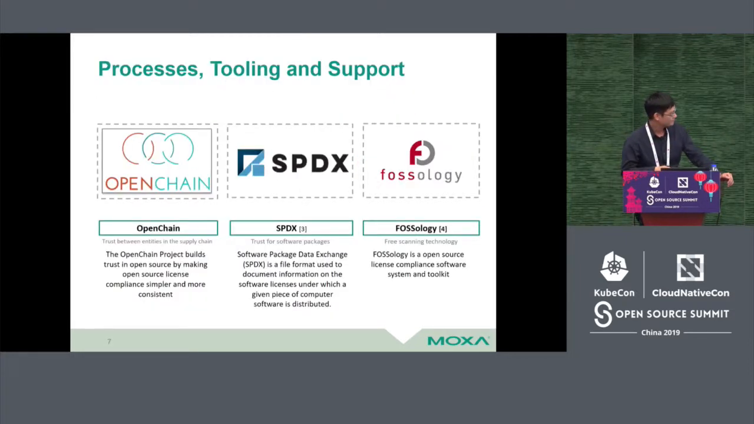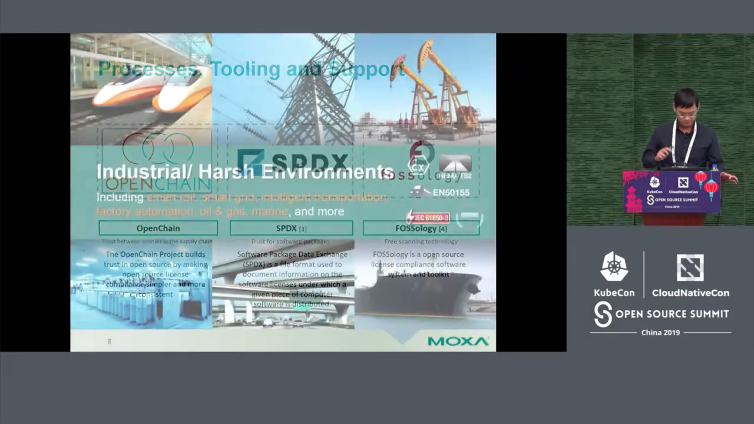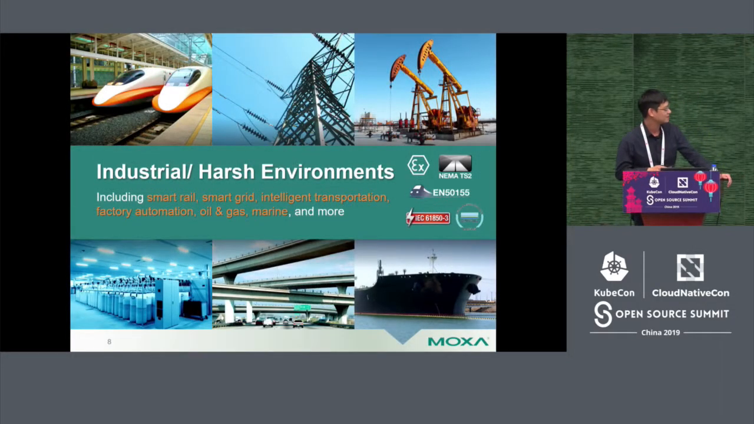So again, we have to take care of open source copyright very carefully. We have to use process, tooling, and support: OpenChain, SPDX, and Fossology. All of them are Linux Foundation projects. We use OpenChain to control and manage open source, SPDX to exchange software packages, and Fossology to scan licenses. Okay, back to the topic.